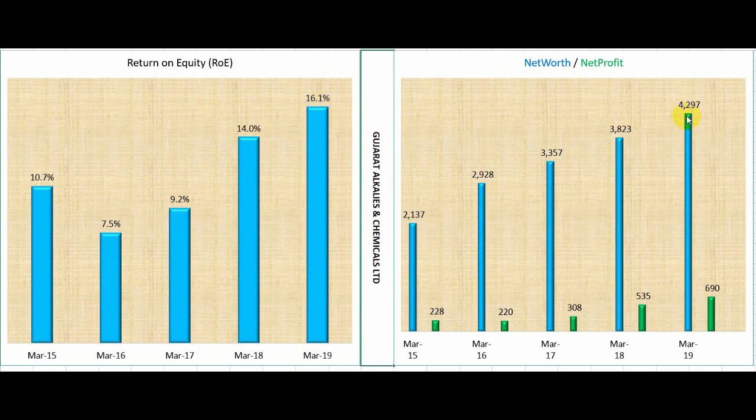So individually, figure wise, the total net worth of the company was 4,297 crores, against which the net profit stood at 690 crores. So that's a 16.1% return on the net worth.